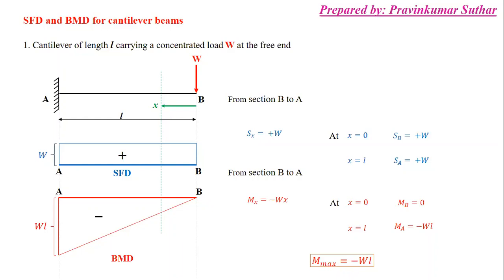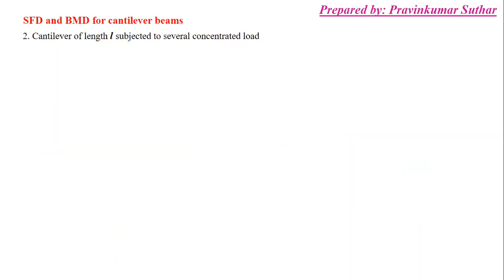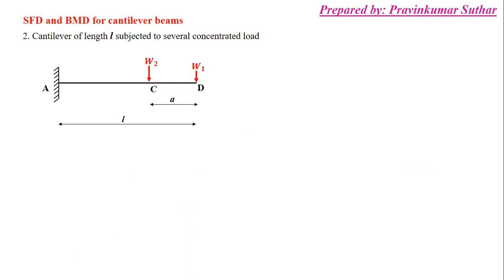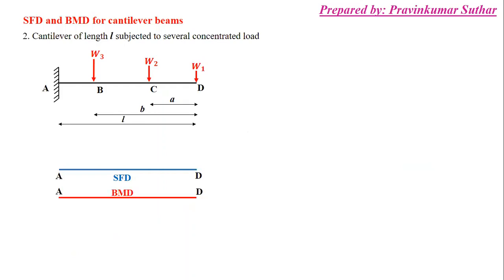So this is complete. The second one is a cantilever beam of length L subjected to several concentrated loads. So as you can see, this is a cantilever beam, length L, with points A to D. Here are some concentrated loads: W1 at point D, W2 at point C, and W3 at point B. Okay, so this is the reference for SFD. This is the reference for BMD.